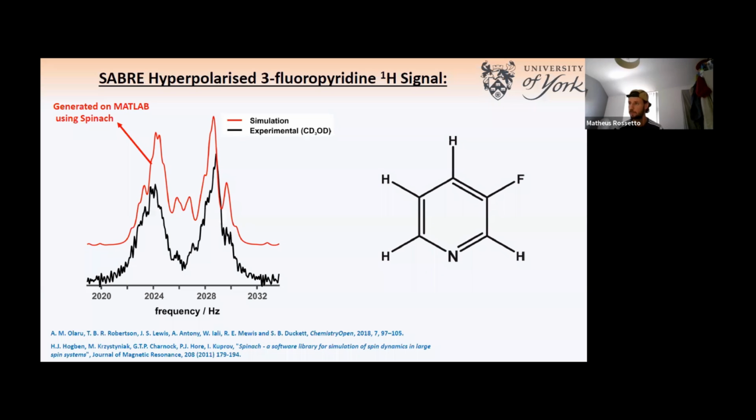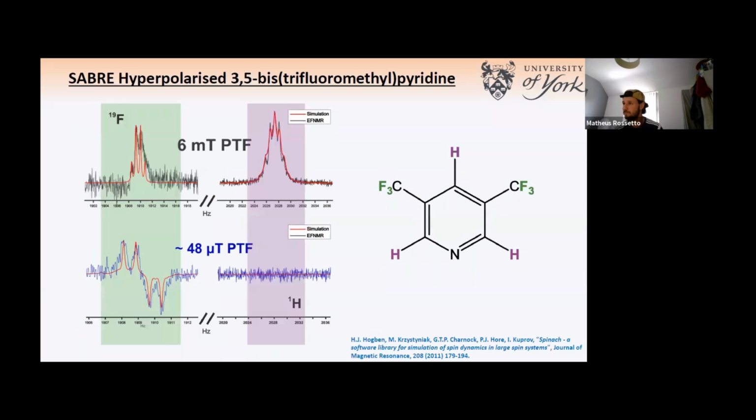And so because of this, next slide please, we moved on to this substrate, 3,5-bis(trifluoromethyl)pyridine, which essentially just has more fluorines and fewer protons, and so there's a simpler coupling network, and we hoped this would maximize the fluorine signal, which it did. And we managed to hyperpolarize both nuclei at 2 different polarization transfer fields.